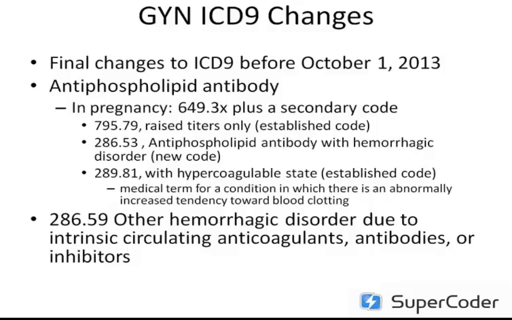Obviously, if there's a tendency towards blood clotting, this may, in fact, impact a pregnancy if the woman has this particular problem. There also is now a new other code, 286.59, for anything else that might fall into that particular category. So again, as far as our specialty is concerned, the only time you would need to know these changes would be in the case of the pregnant patient, and then identifying a secondary code to further explain the condition that the mother had to set up the seriousness of her particular problem.